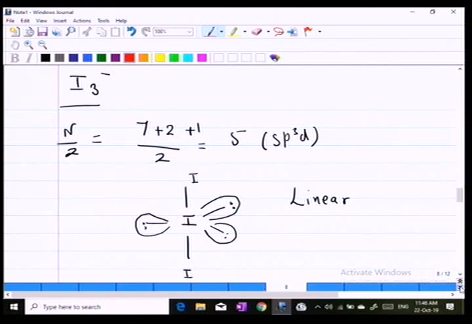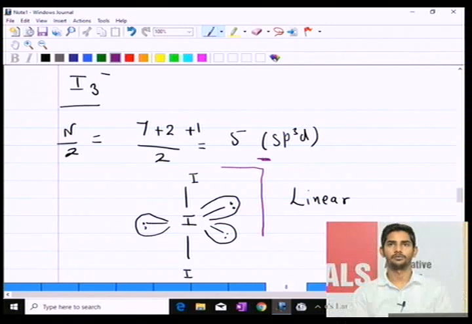Guys, one more thing you can add over here, that you have to put the negative sign as well. So you can put it like this. This is the way to represent the negative or the positive sign. Please do this one as well. Put this negative sign like this.